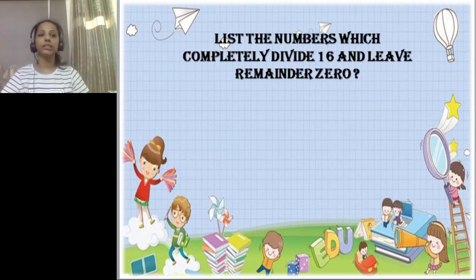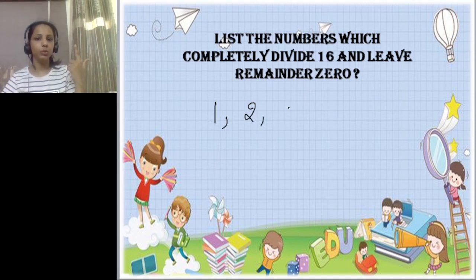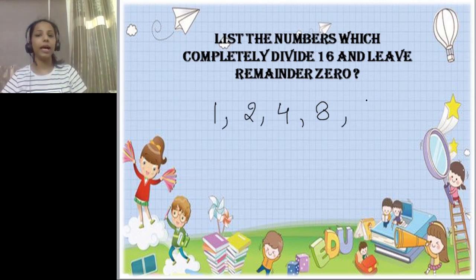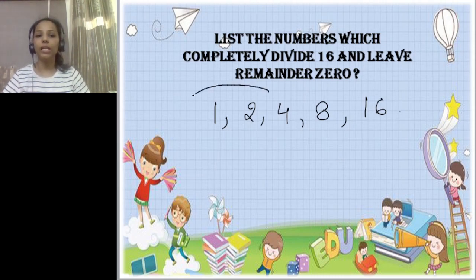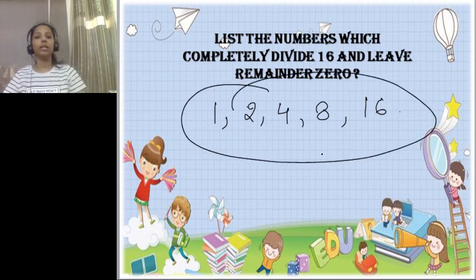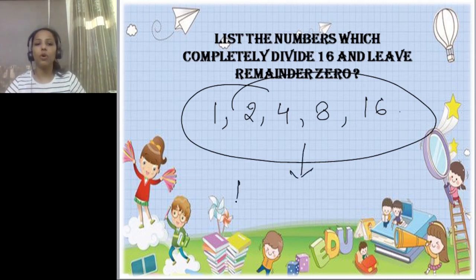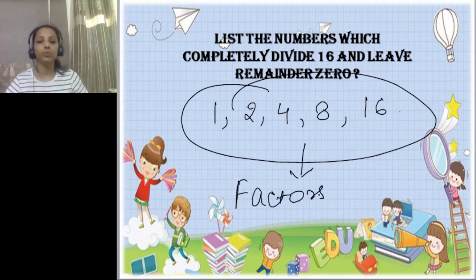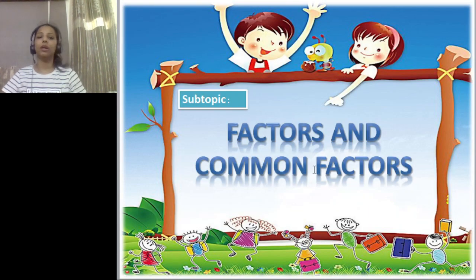So now just think, you have to list the numbers which completely divide 16 and leave the remainder 0. So you have to think of the numbers which completely divide 16. What are they? 1, 2, 4, 8, and 16 itself. Okay, so what are these numbers called? Yes, these numbers are called factors, which is our topic for today. Our topic is factors and common factors.